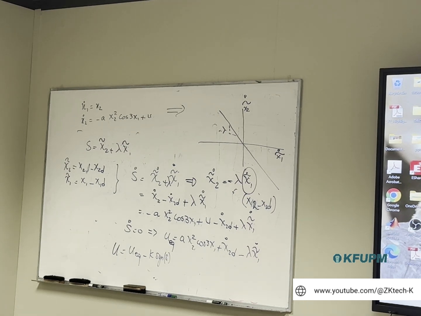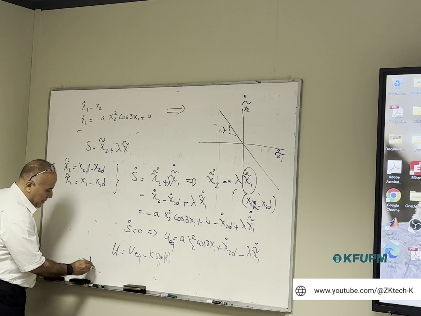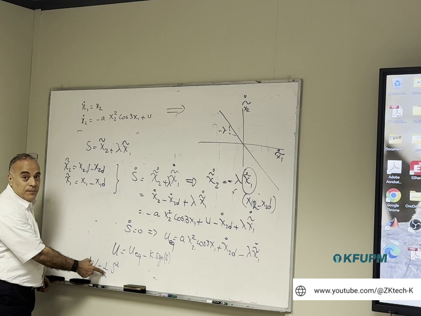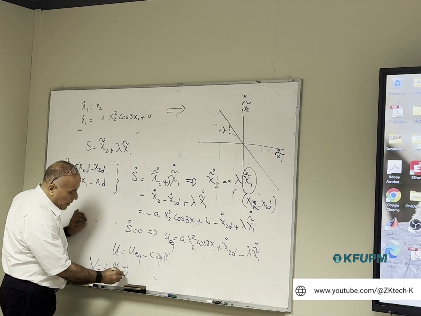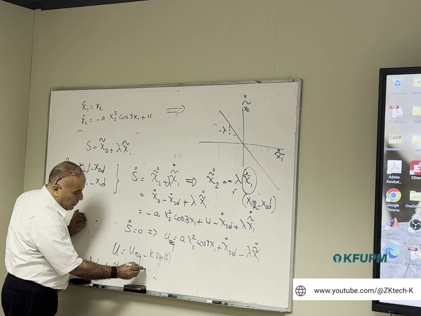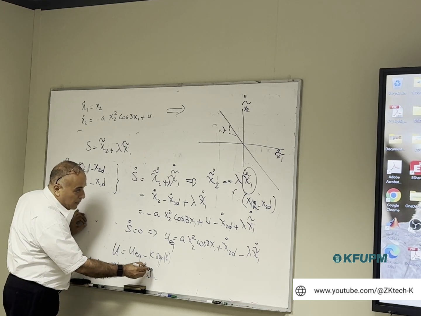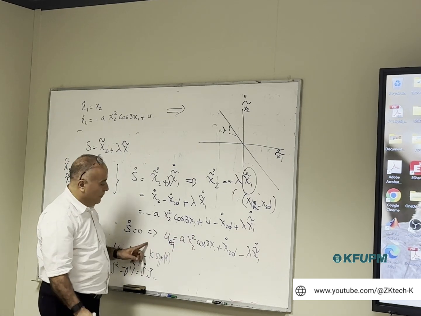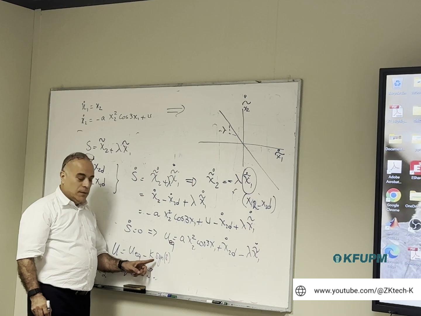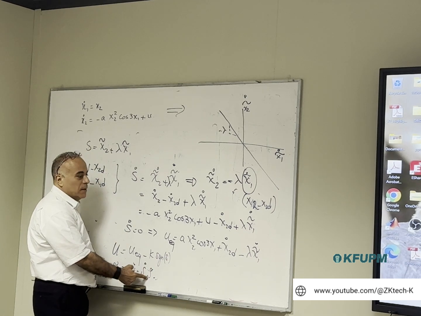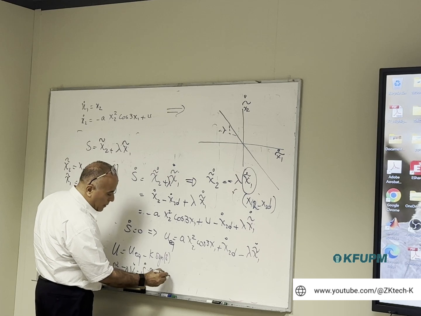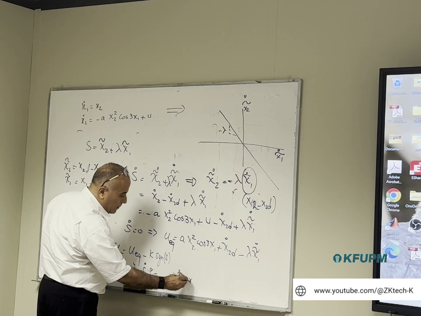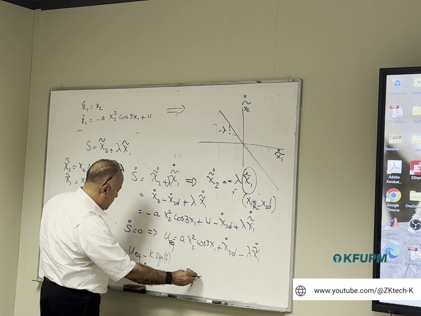So Lyapunov will be V equal to half S squared. This will imply that V prime is equal to S prime times S. S prime, you have it here. U is given by this equation, so you multiply it by S. So you will have minus A x2 squared cosine of 3x1 times S.